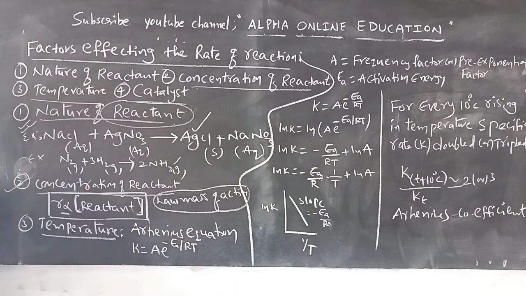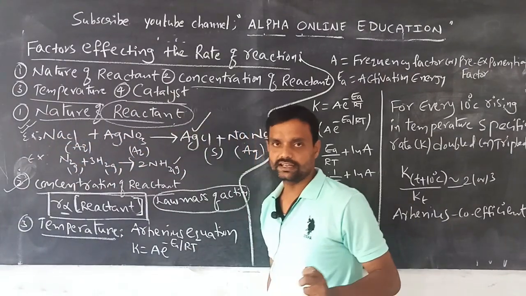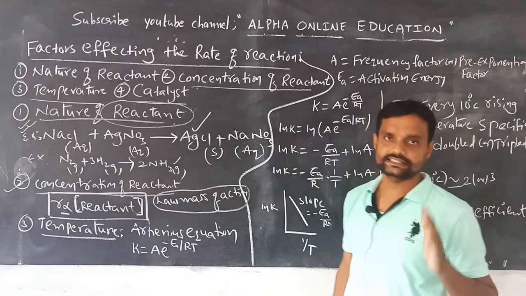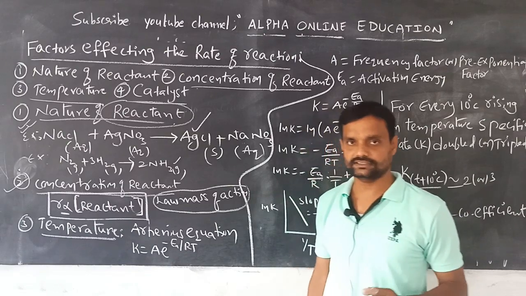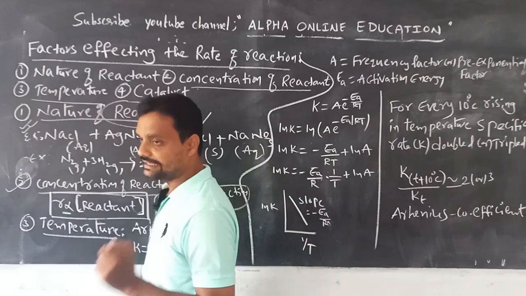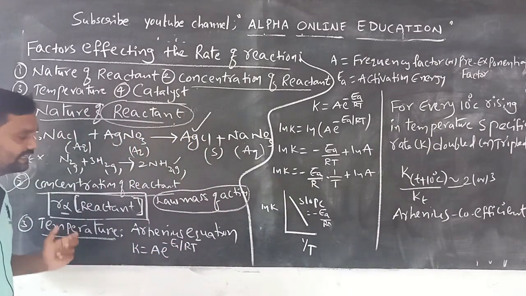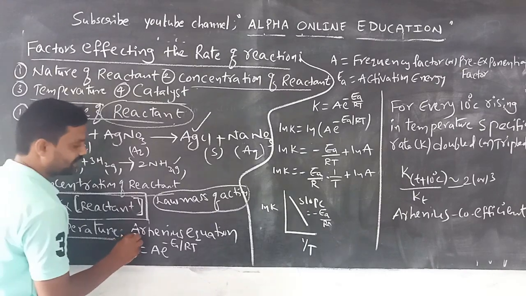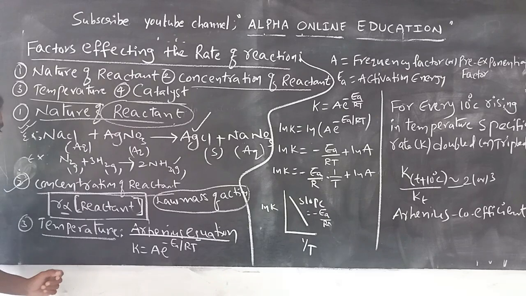Then we move to the third factor, that is the temperature of the reaction. Simply, when we increase the temperature of the reaction, the rate of reaction also increases. Here this relation is explained based on the Arrhenius equation. Based on the Arrhenius equation, we see how the rate of reaction depends on temperature.